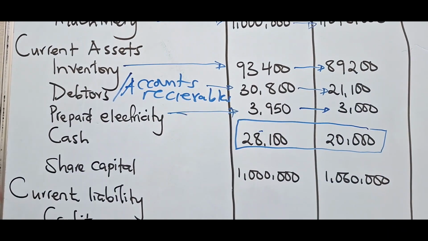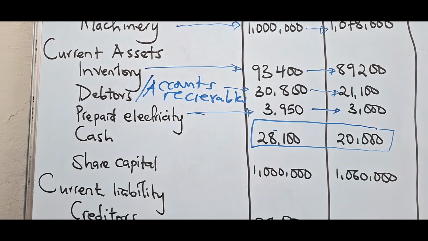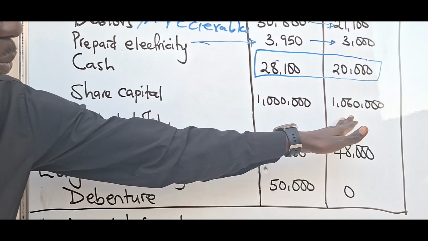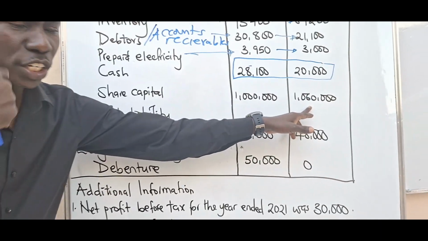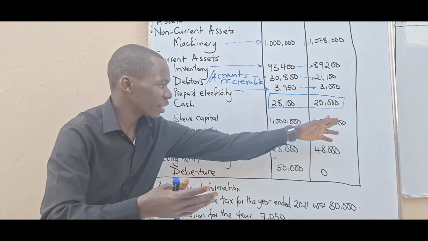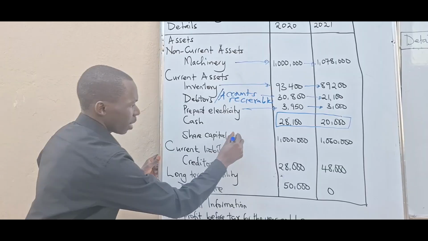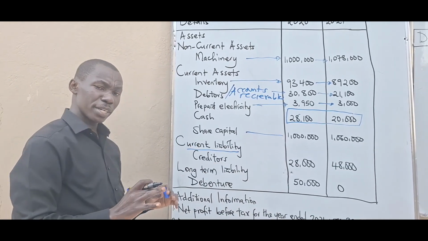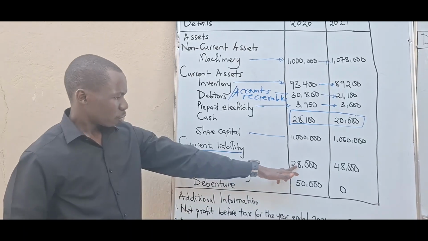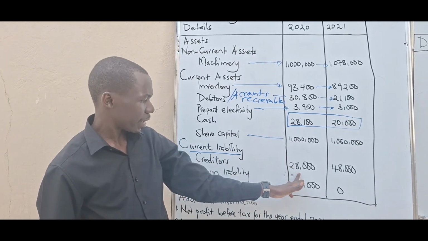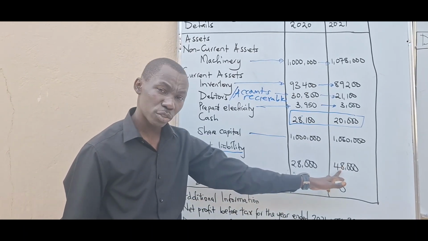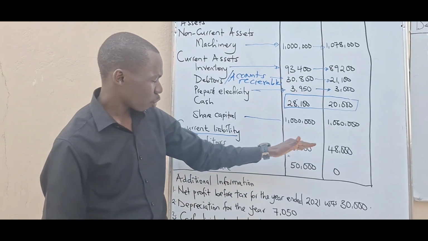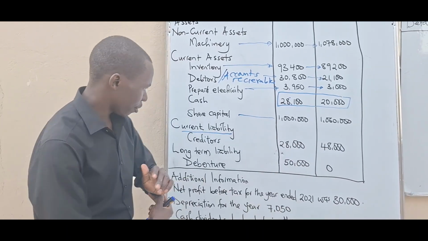Then we have share capital, which is separate from the current assets. Share capital was 1 million in 2020. In 2021 it went to 1,060,000, meaning the company issued more shares worth 60,000. We shall see how to treat that. Then we have current liabilities, and under current liabilities we have creditors. In 2020 it was 28,000. Then in 2021 it went to 48,000. Now when you compare that, you see there is an increase of 20,000. We shall see the difference there.